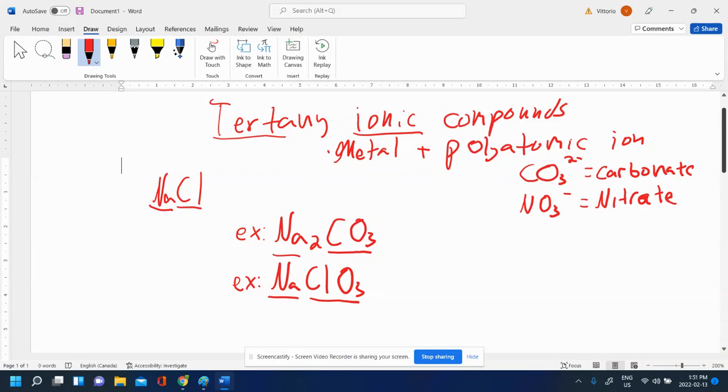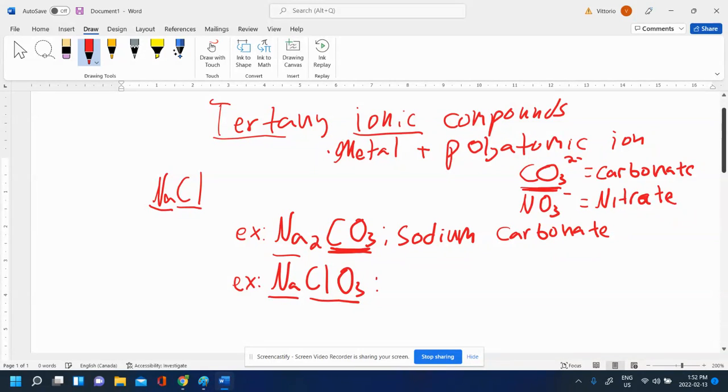To name these, you just need to name your metal and then your polyatomic ion. So Na2CO3, the metal is sodium. The polyatomic ion is CO3 2-. You don't see the charge there because you have it combined with sodium right now, but we know it's CO3, so that makes it carbonate, sodium carbonate. And you don't change the ending of the polyatomic ions, you leave them as they are. So just name what you see, sodium carbonate.